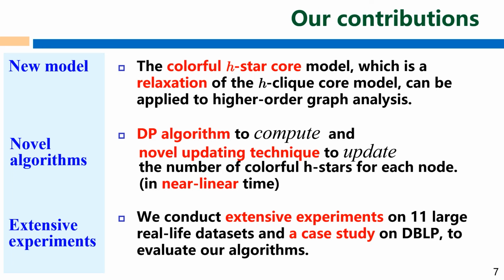To address this issue, we first propose a novel higher-order cohesive subgraph model based on the concept of colorful h-star. Our new model can be considered as a relaxation of the h-clique core model and can also be applied to higher-order graph analysis. Second, we propose a DP algorithm to compute, and a novel updating technique to update, the number of colorful edge stars for each node.